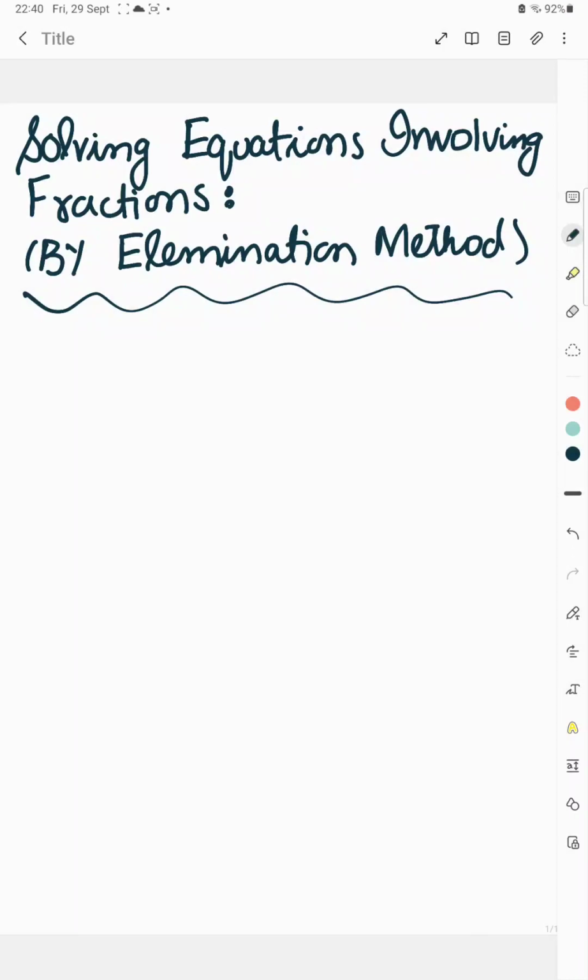Bismillahirrahmanirrahim. So the topic today which we will discuss is solving equations involving fractions, and we will solve this by elimination method. Now students, you already know what fractions are. Fractions are the numbers which are always in the form of division or quotient. For example, here a by b and 2 by 3 are the fraction numbers.